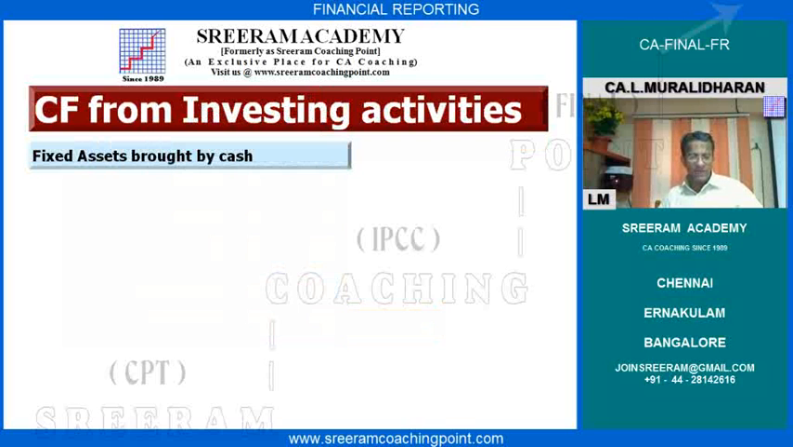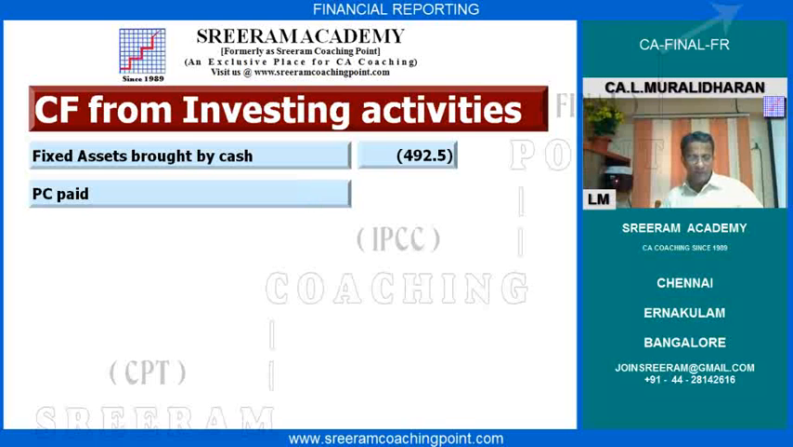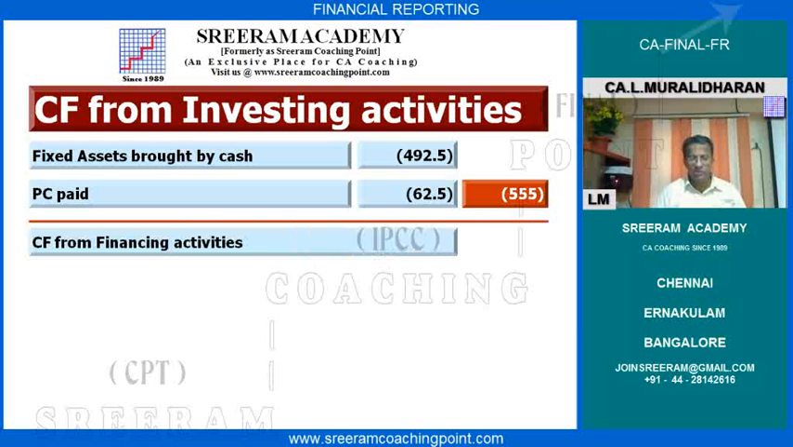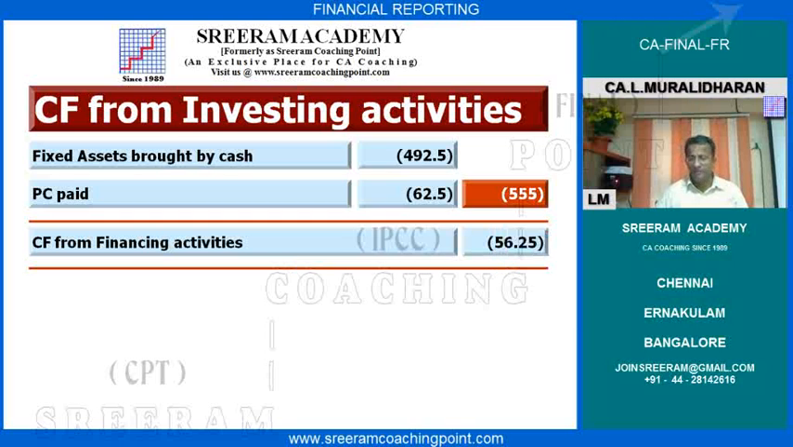So cash flow from investing activities: fixed assets bought by cash, 492.5. Purchase consideration paid: in the total of 500, 437.5 was paid in the form of equity shares and securities premium. The remaining amount, 62.5, was paid in cash. Only that much will be taken up in the cash flow statement. So 555 outflow. Next is cash flow from financing activity. There is only one outflow, the interim dividend paid by the parent to their shareholders and by the subsidiary to their minority interests. So 56.25.